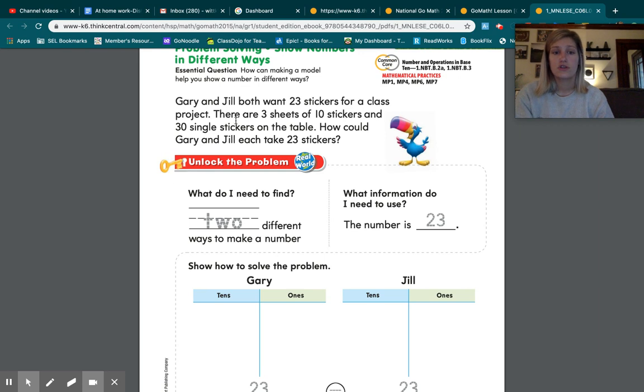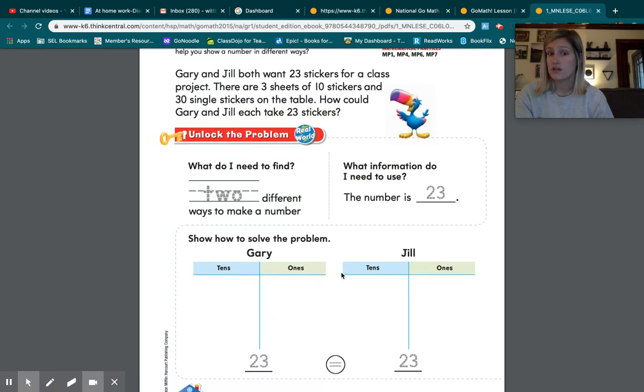It says Gary and Jill both want 23 stickers for a class project. There are 3 sheets of 10 stickers and 30 single stickers on the table. How could Gary and Jill each take 23 stickers? So it says, what do I need to find? You'll trace 2 different ways. And it says, what information do I need to use? The number is 23.